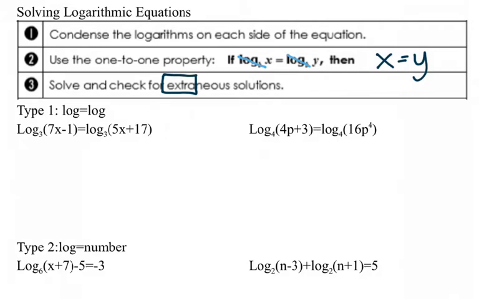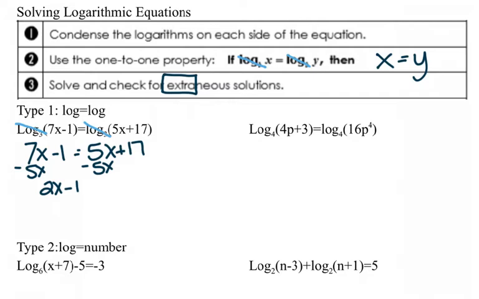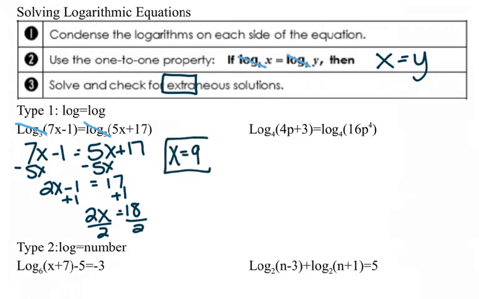Okay, so if we look at the first one, this is a log equals a log. They both have the exact same log base. All right, so we can cancel them out. So I'm just going to write what's left, and I'm going to solve that. So I'm going to move the 5x over. So I got 2x minus 1 equals 17. I'm going to get rid of the minus 1 by adding. So 2x equals 18. And then I'm going to get rid of the 2 by dividing. So x equals 9. So you can plug 9 back in and make sure it works. It does, just to save time.